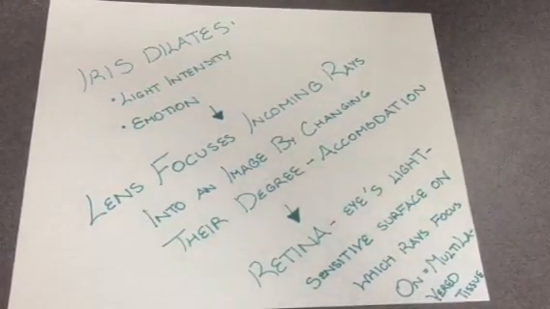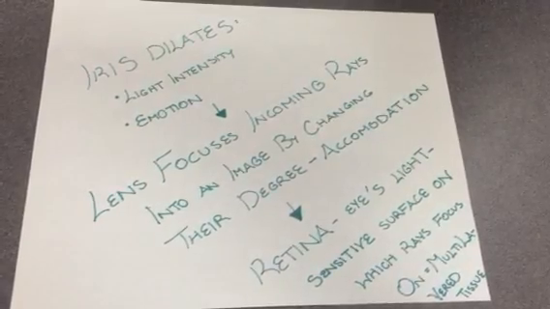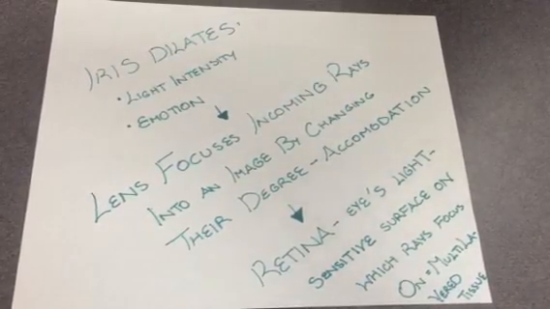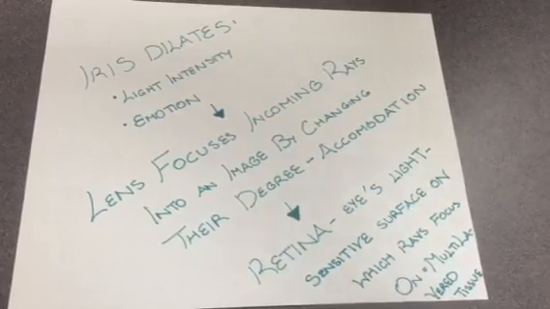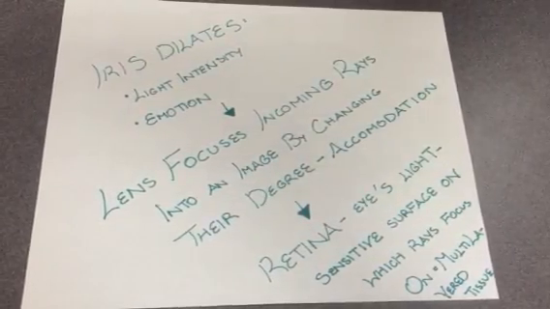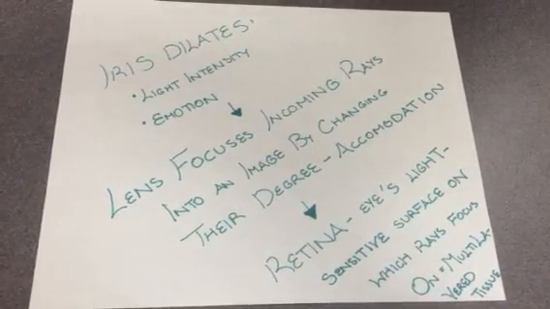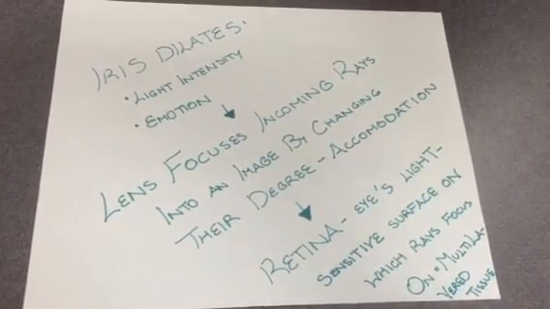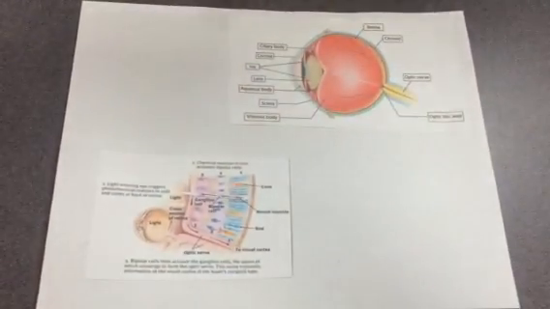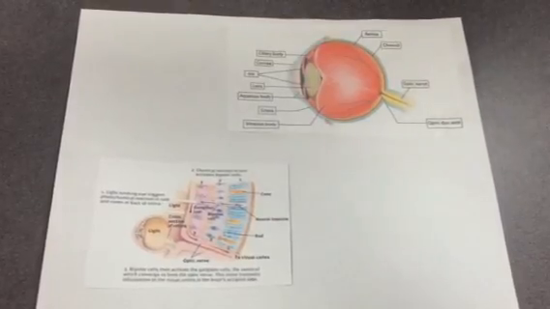After passing the iris, the lens focuses the incoming rays into an image by changing their degree. This is known as accommodation. The eye's light-sensitive surface on which rays focus is multi-layered tissue, the retina. These are diagrams of how the eye appears.